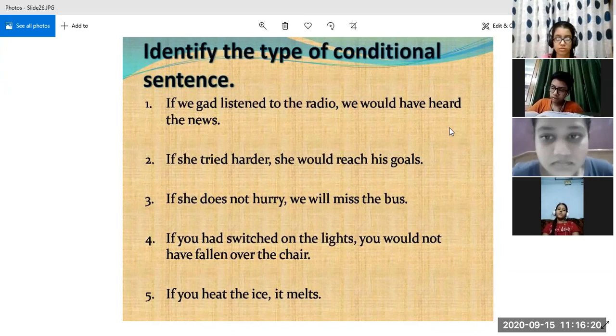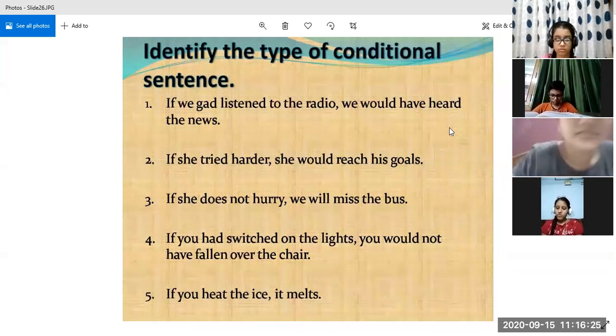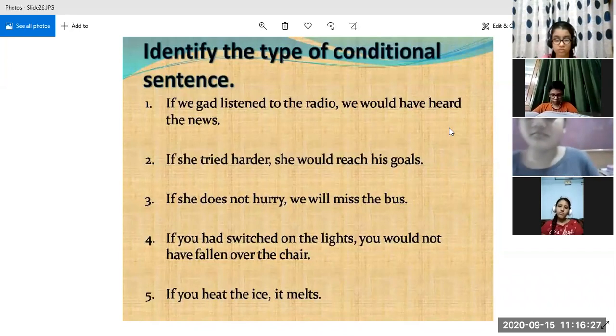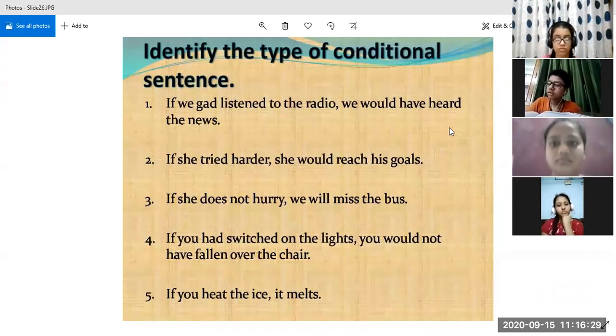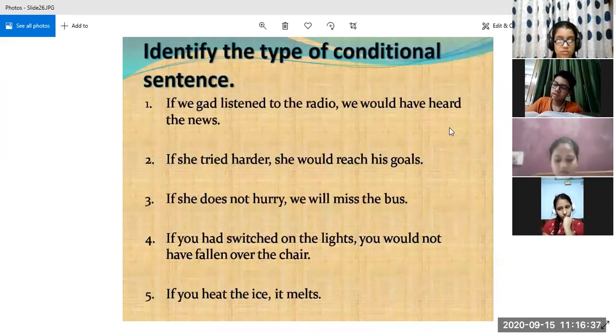No, the first thing which you should notice is that in the if clause we have a simple past tense. Okay, and then in the main clause we have a modal auxiliary which is written in its past form. Otherwise, your answer was absolutely correct, second conditional. But you should also be ready with the explanation also. Okay, if somebody asks you why is it a second conditional, so you should know the answer. Well done.